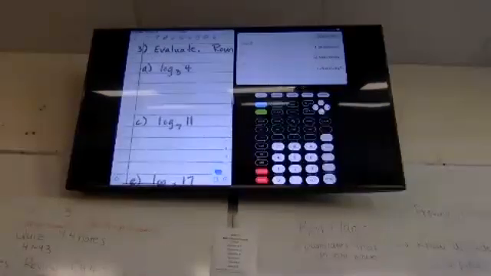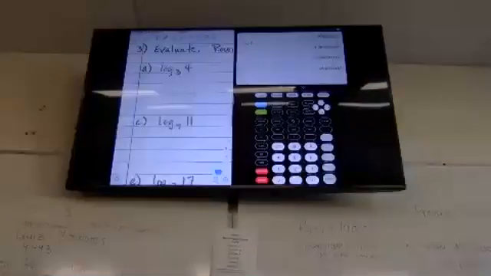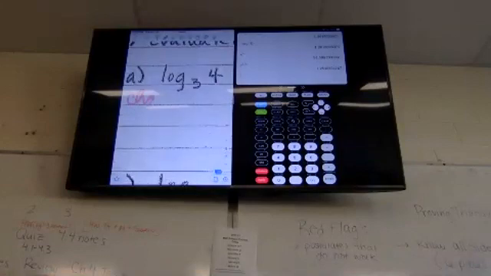Now, you have 2 options. I'm going to teach you the long cut first, and then I'm going to teach you the shortcut second, okay? My other classes told me that you guys already know how to do it the long way. We call this change of base.